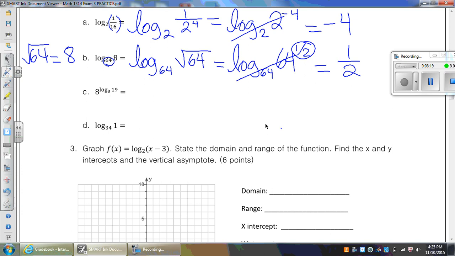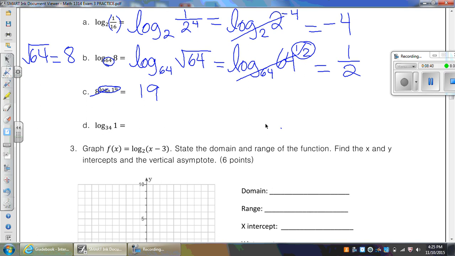Do you need to show me all those steps? Yes, you do. If you don't, you will not get the credit. Here, very simple. You have the number 8 raised to this power, but you notice that it's log base 8. That cancels out, and the answer is 19. Here you could just do that cancellation. I'll be okay with that.